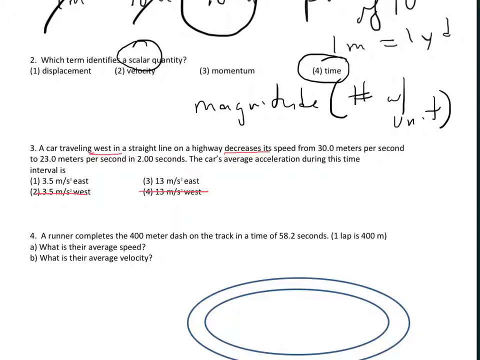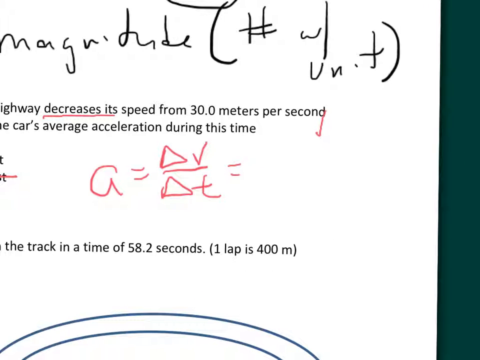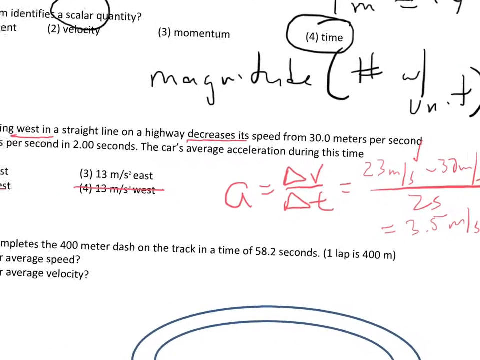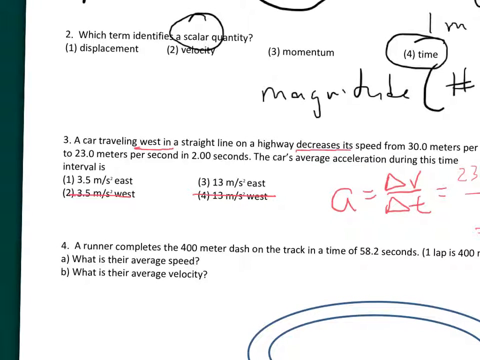And then you're going to use the following formula, where the acceleration is the change in velocity over the change in time, where you're going from 30 meters per second to 23, so your change is going to be your second speed minus your first speed over the time of 2 seconds, and this is going to be 3.5 meters per second squared. So when you look at the choices here, your best answer is going to be choice 1.